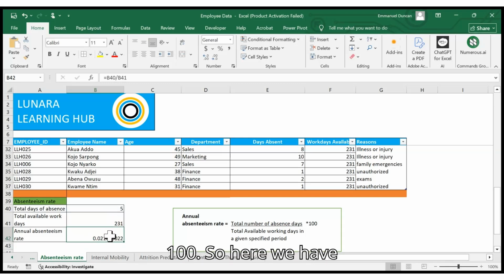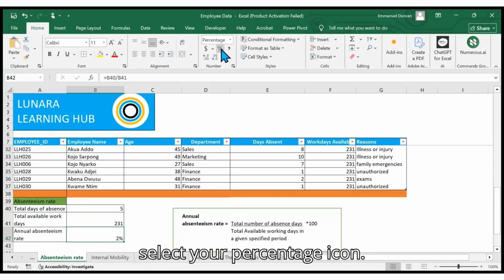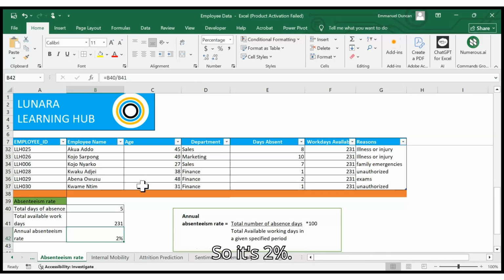So here we have it in decimal. Let's convert it into percentage. You go to your Home tab, then select your percentage icon. So it's 2%.